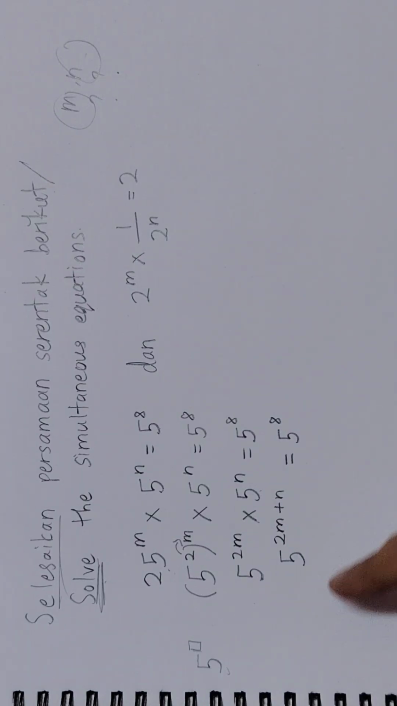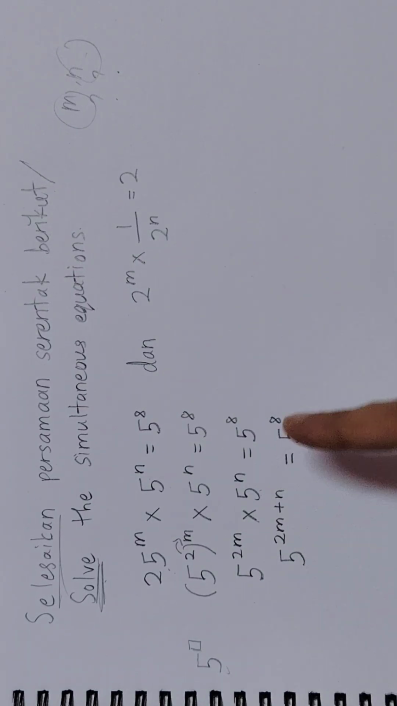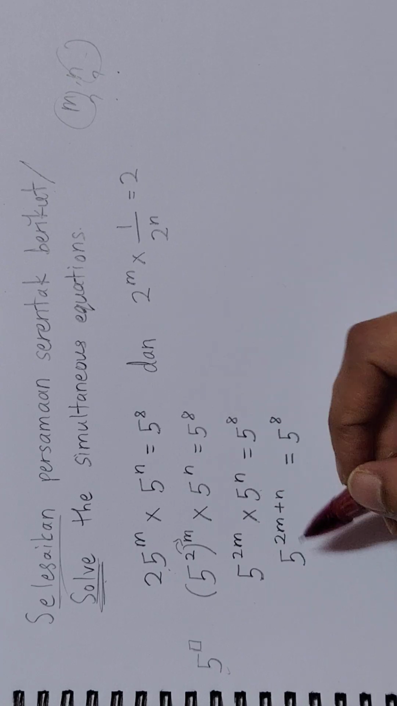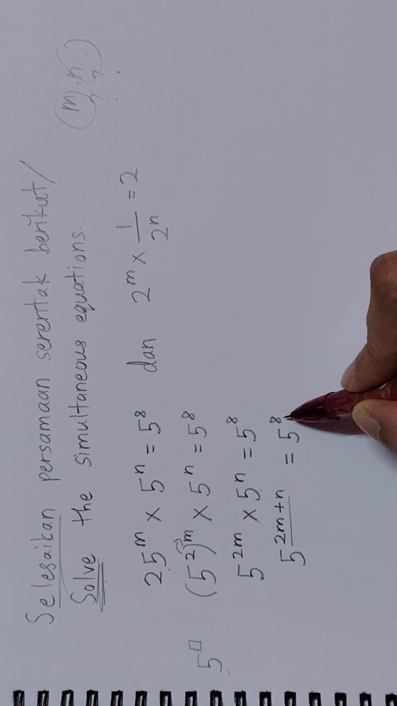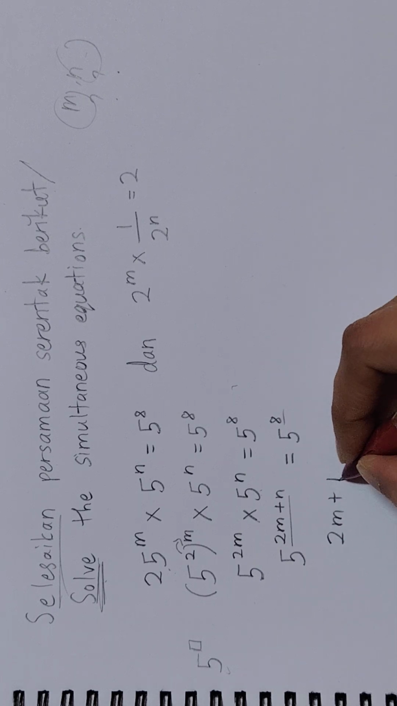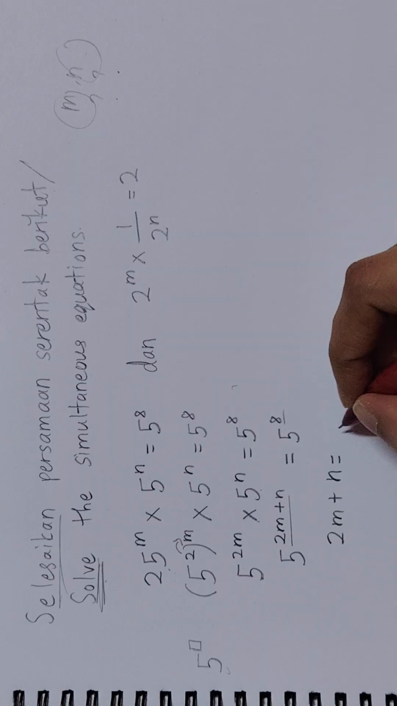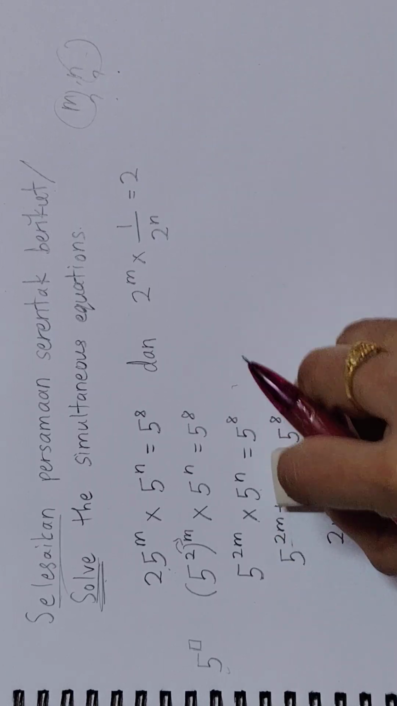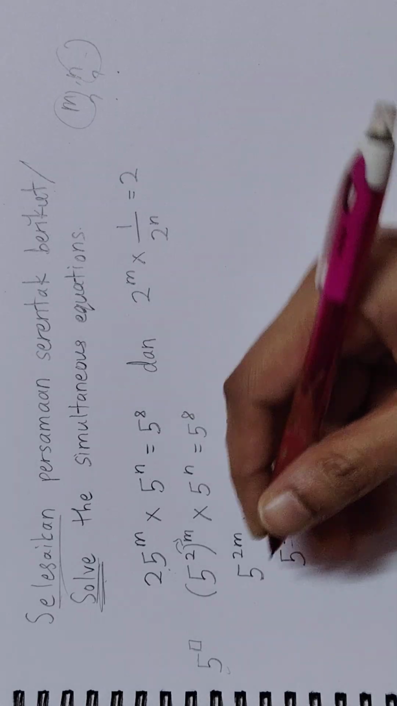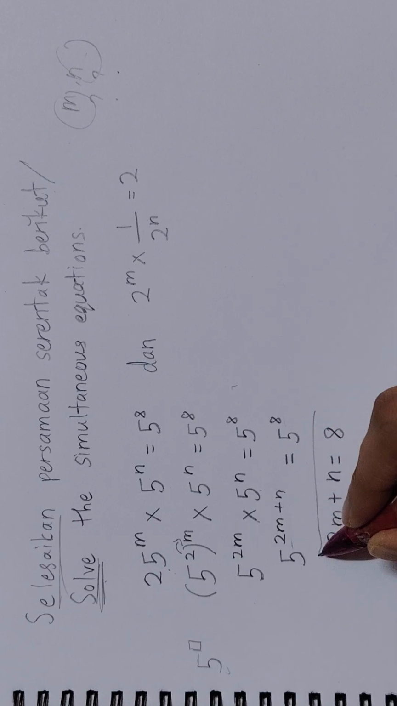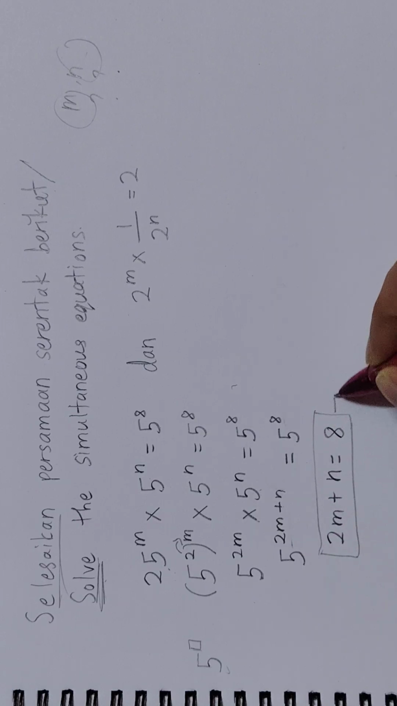Okay, now what is the next step? Once you already do this, you see this is also 5, this is also 5. So what you are going to do is form one equation. So 5, 5 same lah. So basically you can cut this out. So what is remaining? The power. So just take out the power. 2m plus n equals to 8. You don't need to put this line. This one I'm just showing you. So you just take out the power and put it on one side. So this is your first equation.